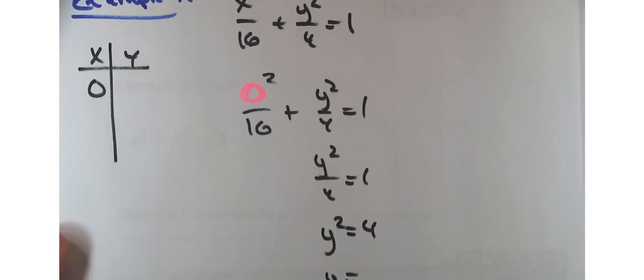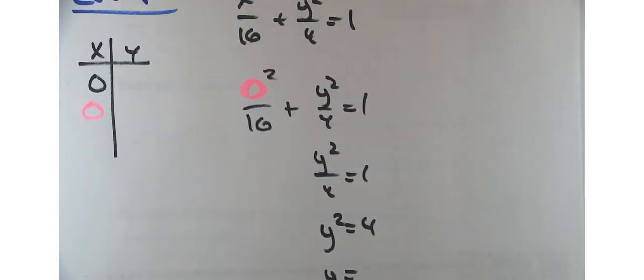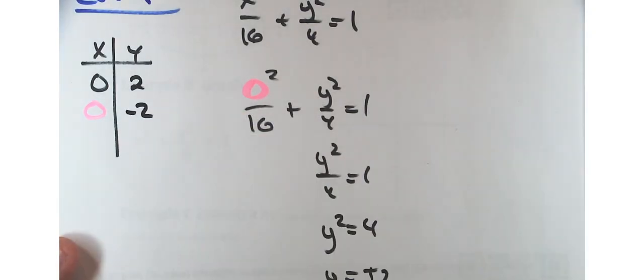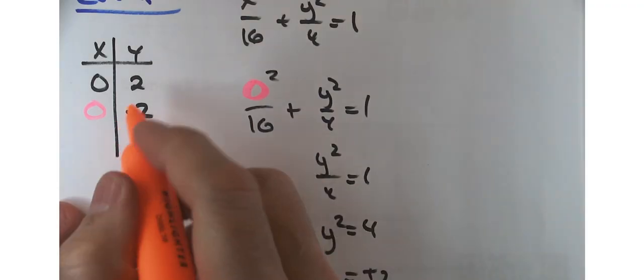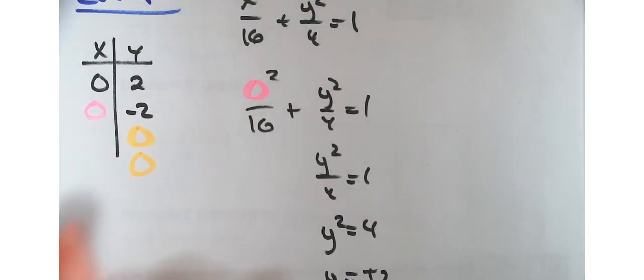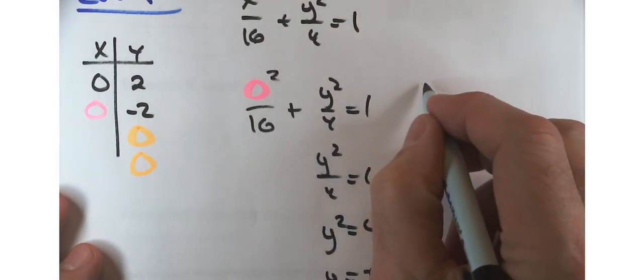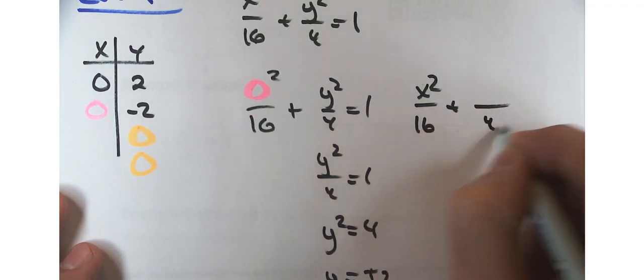If y squared equals 4, what could y equal? Yeah, it could be plus or minus 2. So 2 or negative 2. Now let's do the same thing, except this time we're going to set y equal to 0. So I'll put in a 0 for my y. And let's see if we can figure out what's going to happen there. I'll end up with x squared over 16 plus 0 squared over 4 equals 1.